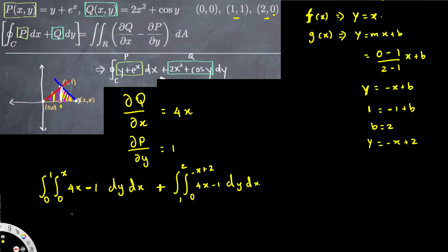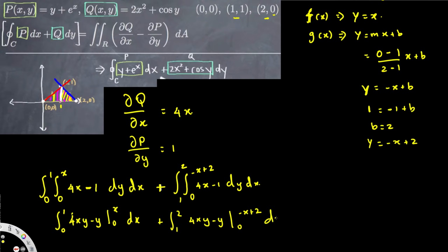For this one, since we are integrating with respect to y, this x is going to be a constant, so treat that as a constant. So we are going to have 4xy minus y, and that's going from 0 to x, okay? And the outside integral is going to remain like this, 0 to 1 dx. And here it's going to be the same thing. We are going to have 1 to 2, and after that the integral is going to be the same, 4xy minus y, going from 0 to negative x plus 2 dx, okay?